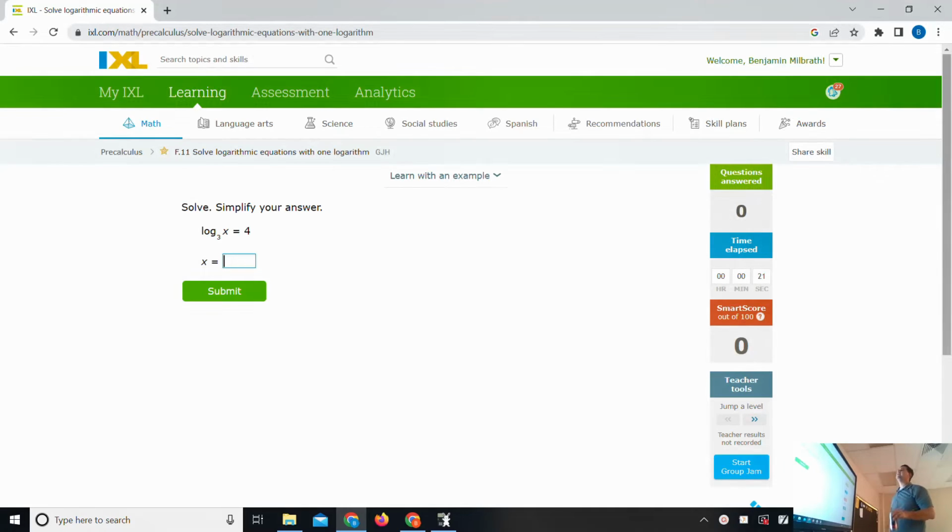All right, so IXL F11, solve logarithm equations with one logarithm. Add 6 minutes at a time. We're sitting at 11:54 at night doing that for you, running on 3 hours of sleep. Thank God for caffeine and nicotine.